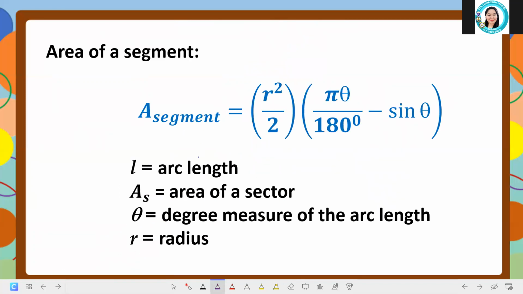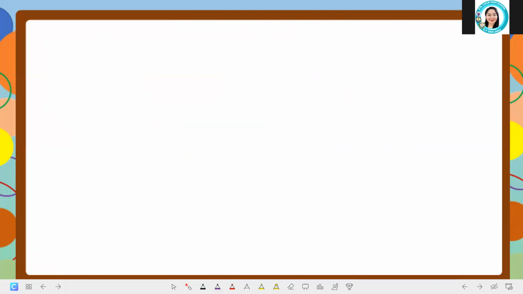Next, we also have the area of a segment. So, wala na dapat dyan si L eh. Nasama ko lang. Okay, let's proceed.